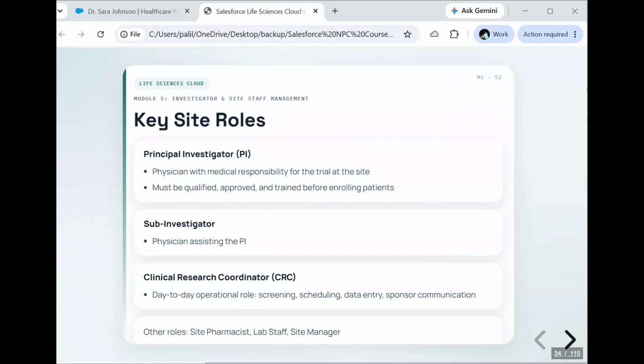The clinical research coordinator, the CRC, is often the person doing the most day-to-day operational work: screening potential patients for eligibility, scheduling visits, collecting data, and communicating with the sponsor or CRO managing the trial. At larger sites, there may also be a site pharmacist, laboratory staff, and a site manager.